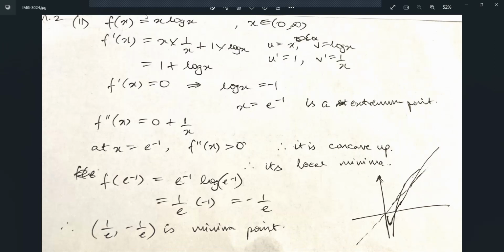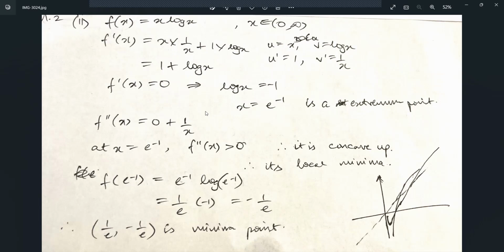Now f prime of x, we do the first differentiation. Here I use the product rule, where I keep u equal to x and v equal to log x. When I do u dash, I have 1, and when I do v dash, I get 1 by x. So u into v prime is x into 1 by x, and v into u prime is 1 into log x. So f prime of x is 1 plus log x.